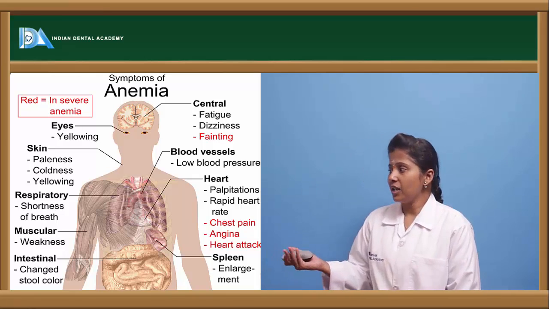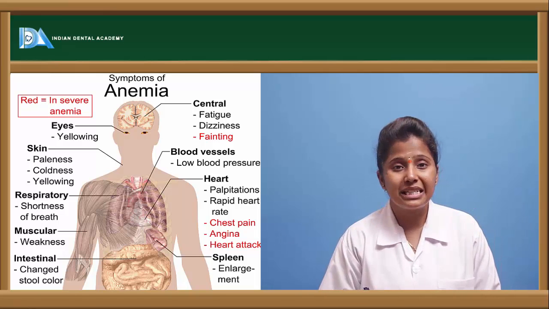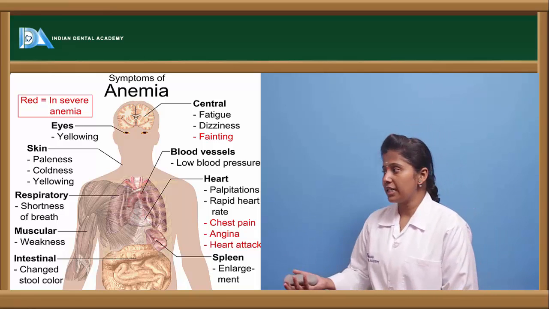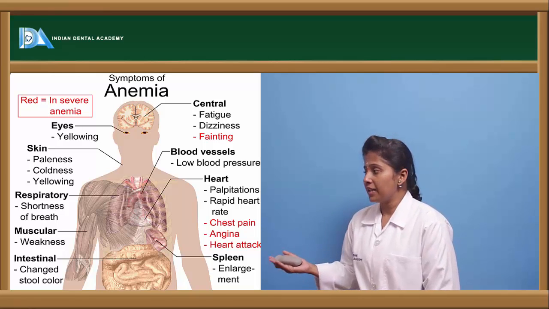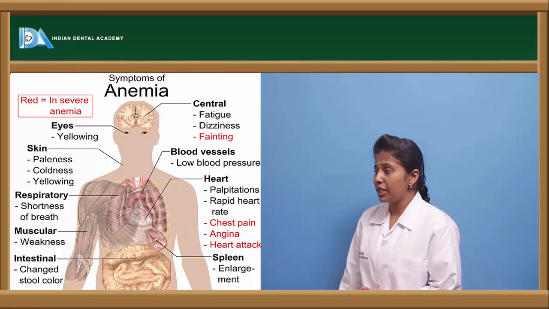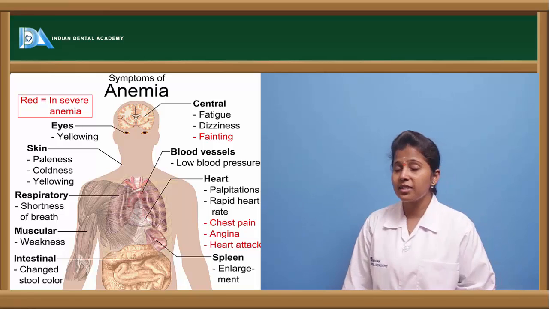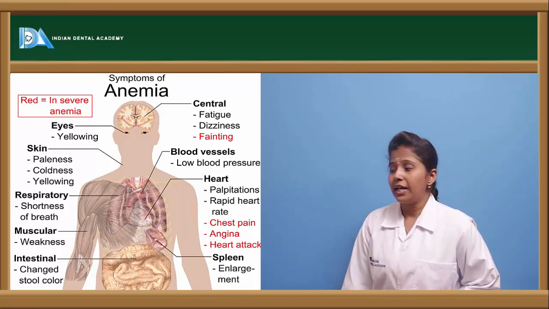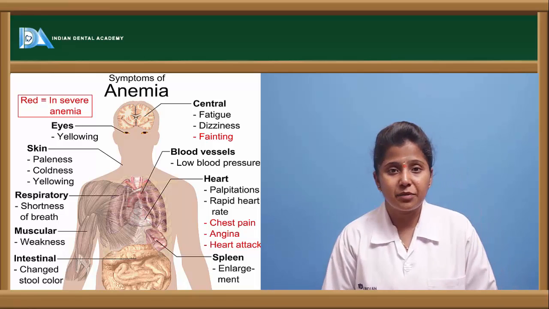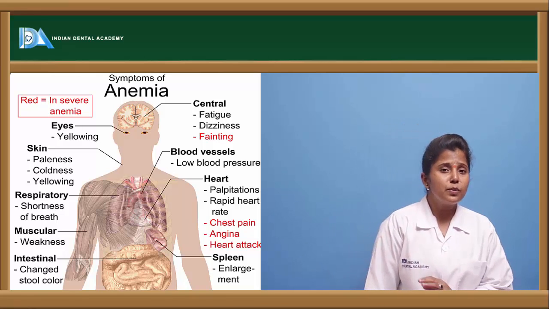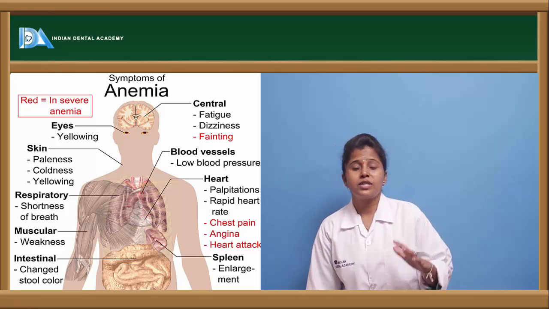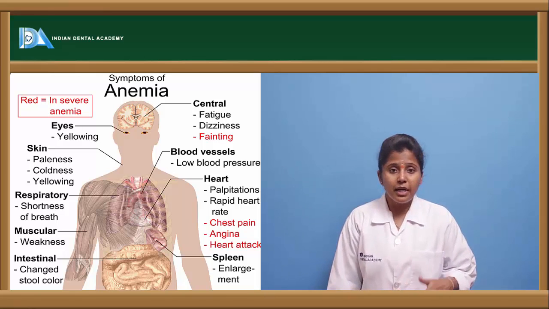And in the central nervous system, we can see the person will have dizziness, fatigue or tiredness, and fainting. And in the blood vessels, there will be very low blood pressure, heart functioning will not be proper, and in severe cases it may lead to heart attack also. And in the spleen there will be enlargement of the spleen. So these are all the possible effects or symptoms which can be observed if a patient is suffering from anemia.